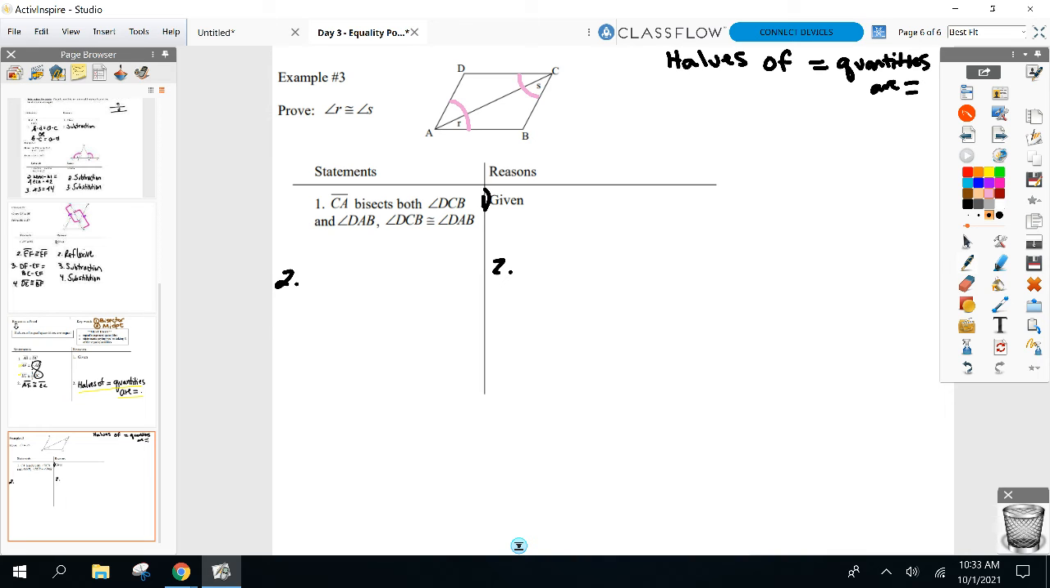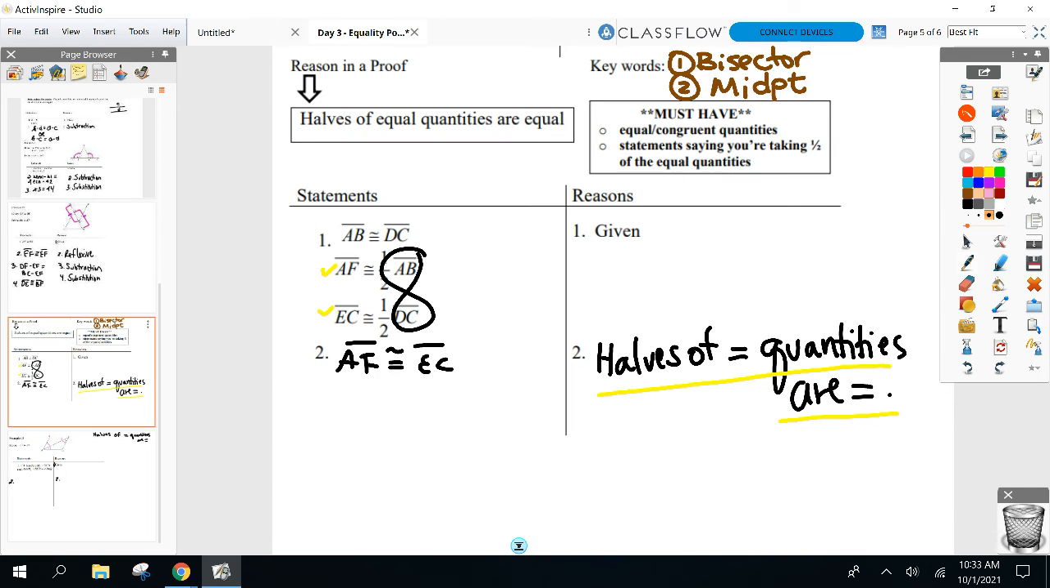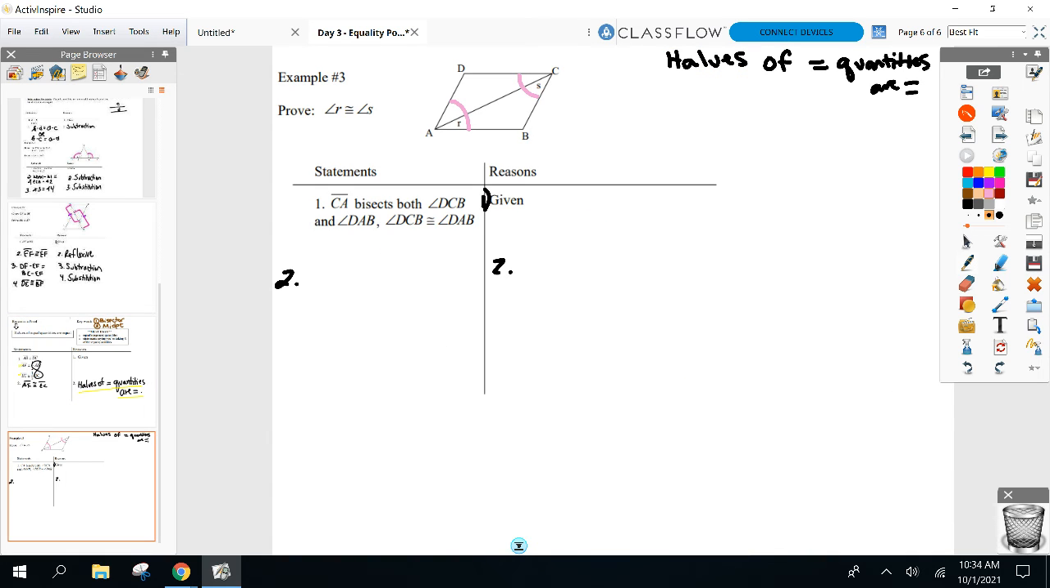Stop. Remember the must-haves you need for this? We already have the equal quantities, don't we? That's already given. You're welcome. You already have that. What you don't have is a statement saying you're about to take half of them. That's what we need to write in before we write halves of equal quantities.